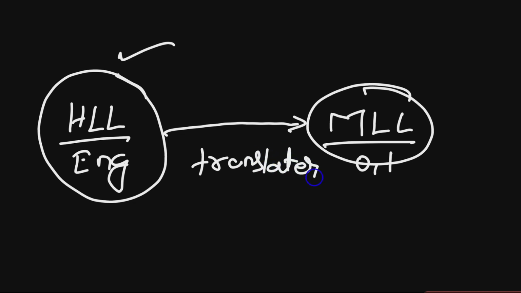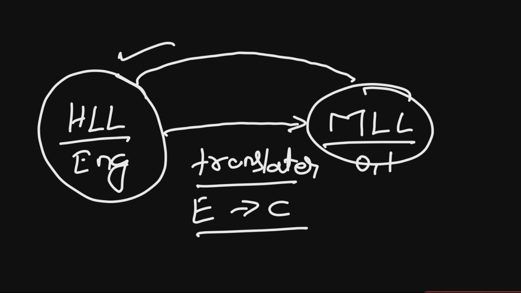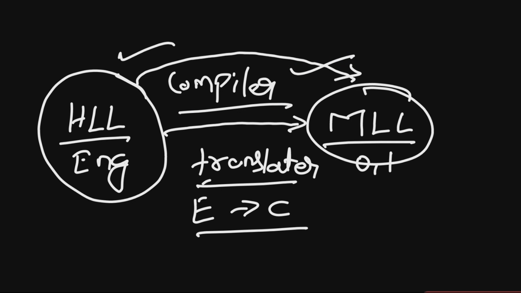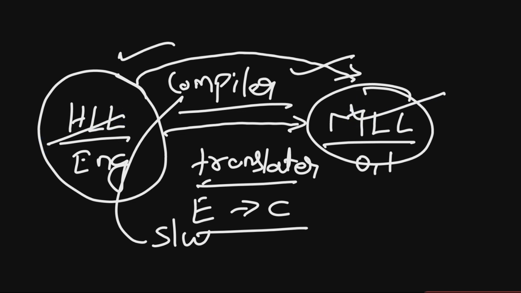Suppose I know English language, but I don't know Chinese language. So when I go to China, I will go for a translator who can convert my English to Chinese. Here also, we need a translator who can convert high level language to machine level language. This translator is called compiler in terms of computer science subject. Technically, we call it compiler. What is compiler? Compiler is a software which converts our high level language to our machine level language.